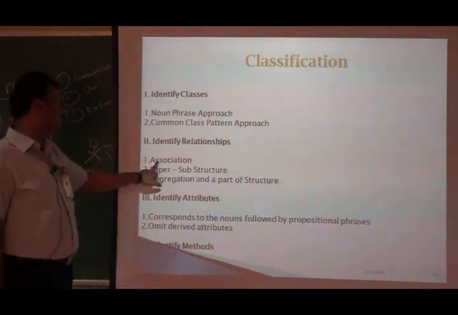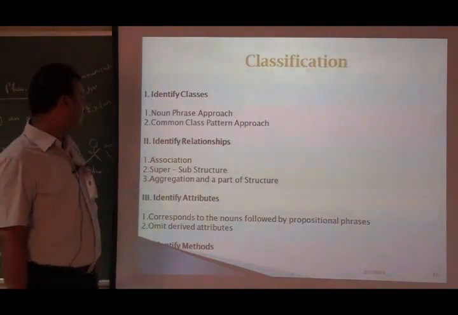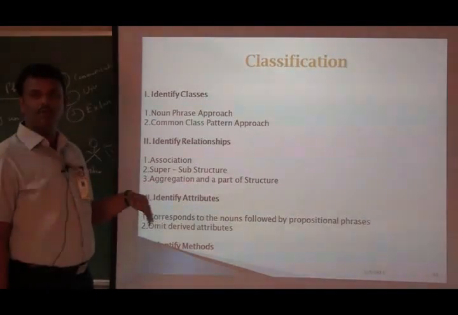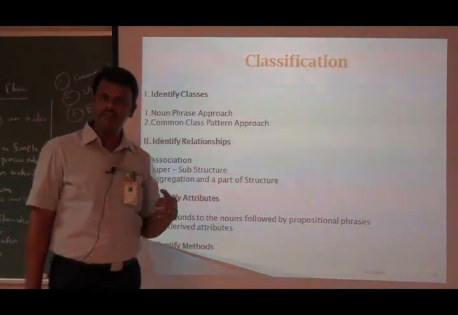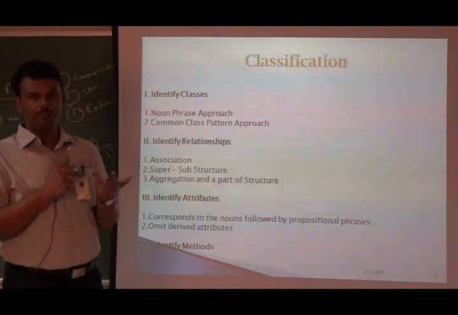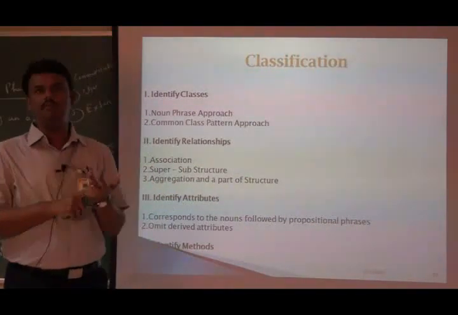What are the different types of relationship? The first one is the association. The association relationship, the super-subclass structure. The next one is the aggregation. The next one, we are going to identify the attributes and the methods. What do you mean by classification? The classification is the process of checking to see if an object belongs to a category or not. There are two approaches for identifying the classes. The first one is the noun phrase approach. The second is the common class pattern approach.